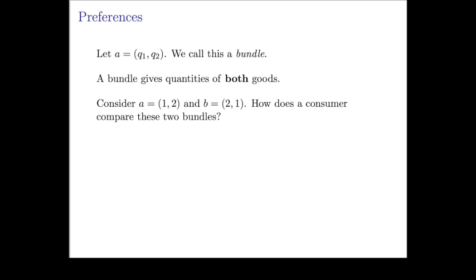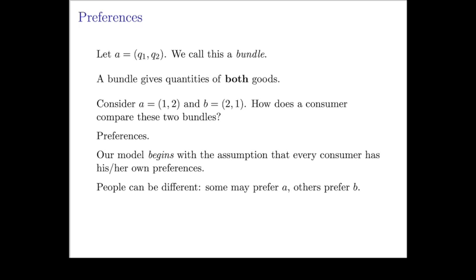Now consider two different bundles, bundle A and bundle B. Bundle A has 1 of the first good and 2 of the second good, but bundle B has them reversed, 2 of the first good, 1 of the second good. How does the consumer compare these two bundles?